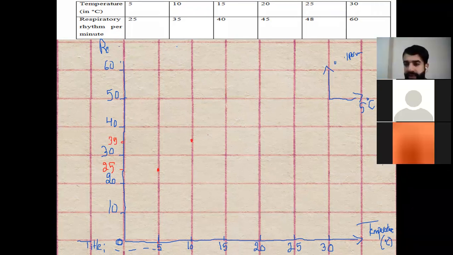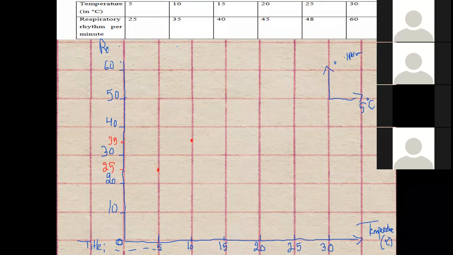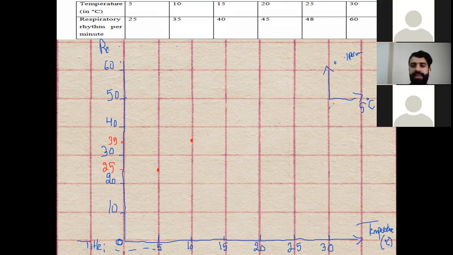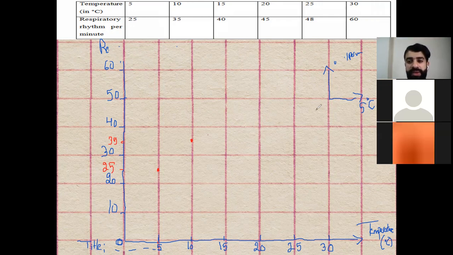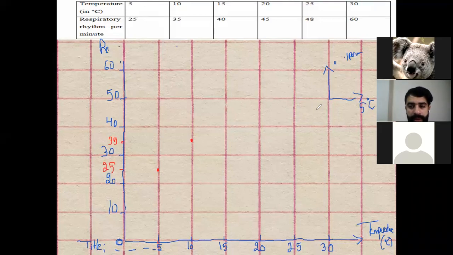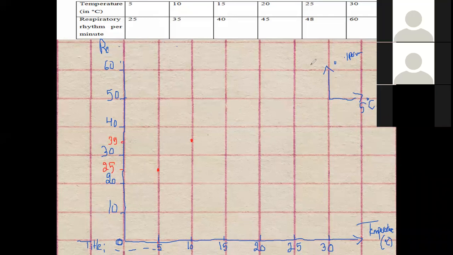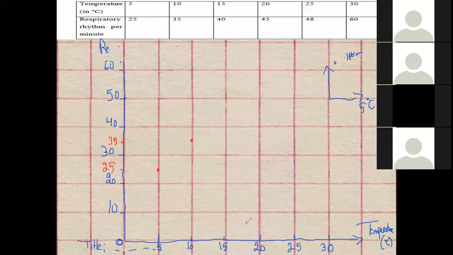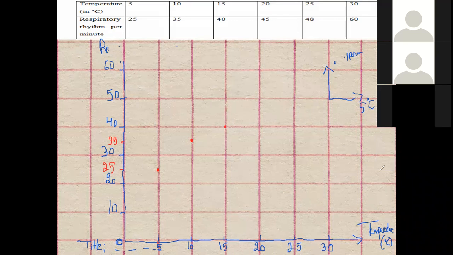Let's move to the next one. I need new hands. Do I have new hands here? Aya, yes. When it's 15, what is the value of the respiratory rhythm? Okay, Reem Safiuddin. When it's 15, what is the value of the respiratory rhythm? 40. Here's 15 and here's 40. So we'll put the dot here.